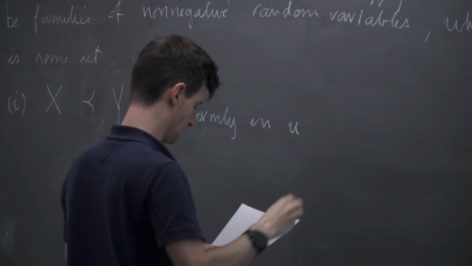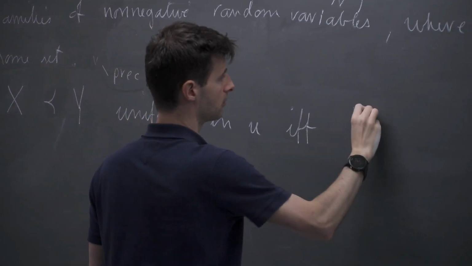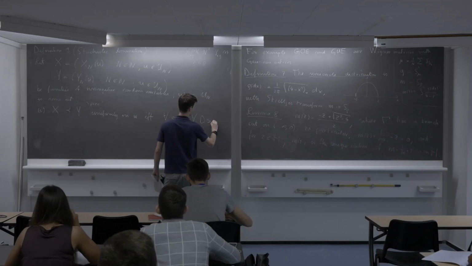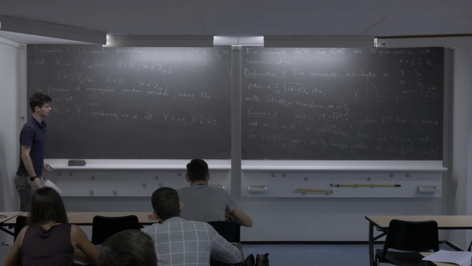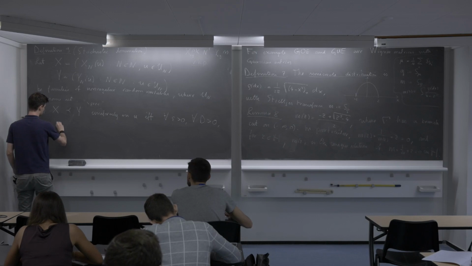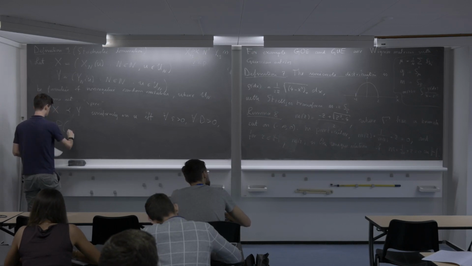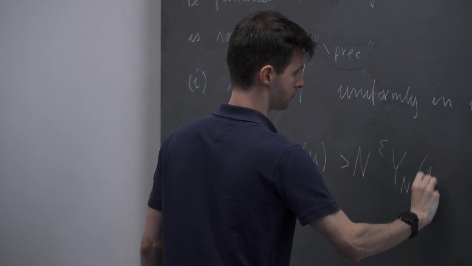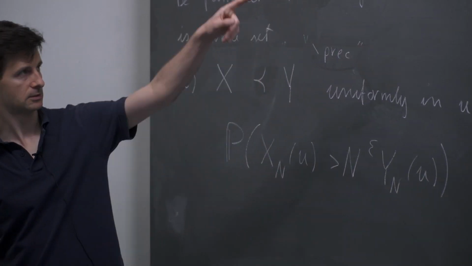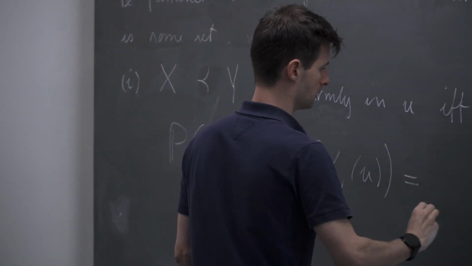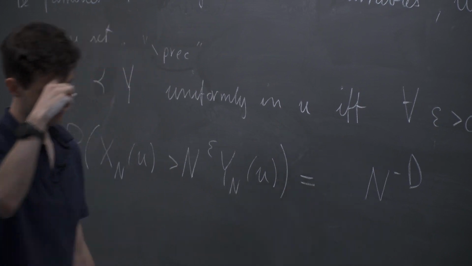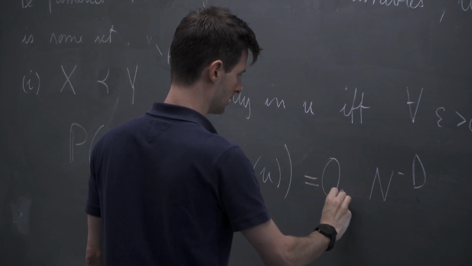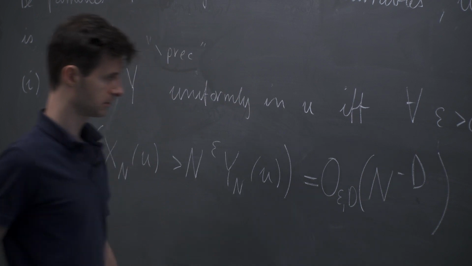if and only if, for all positive epsilon, for all D, which is going to characterize the notion of very high probability, the probability that X exceeds n to the epsilon times Y, the probability that this is not true, is going to be of order n to the minus D. So it has to go to 0 very fast, with this arbitrarily high exponent in n, and this is bounded by some constant.